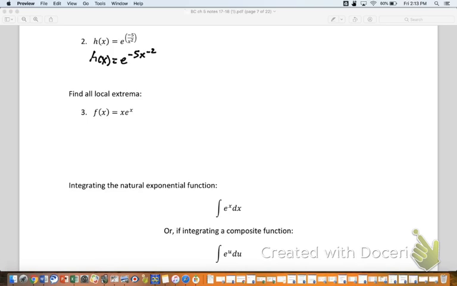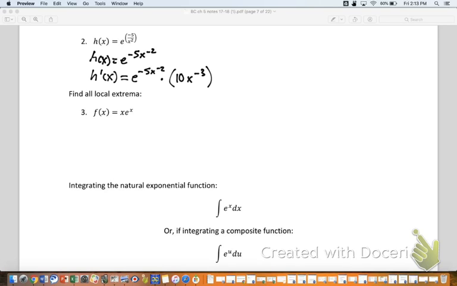All right. The way that I'm going to think about something like this is I'm going to think that the derivative of e to the something is just e to the something. So it's going to be e to the negative 5x to the negative 2. But as always, the chain rule factor is in there somewhere. Sometimes the chain rule factor is just a 1. That is not the case here. This would end up being positive 10 x to the negative 3rd for that chain rule factor.